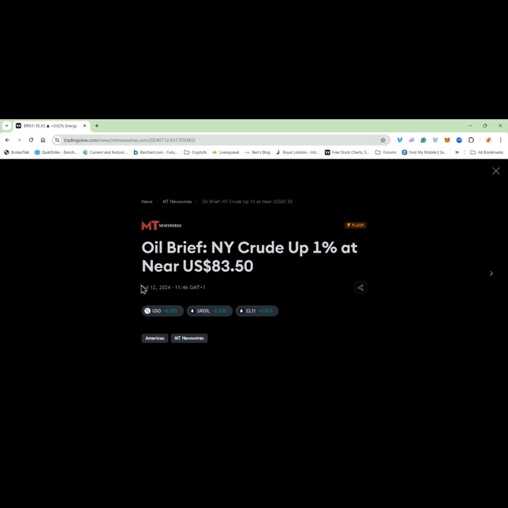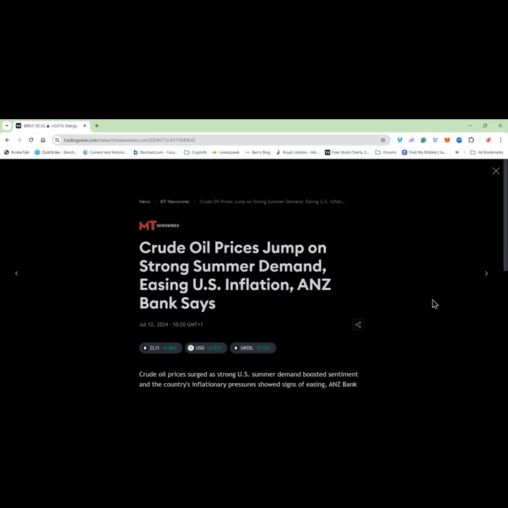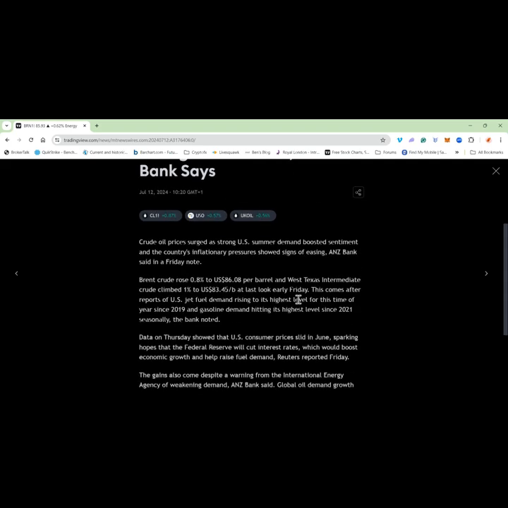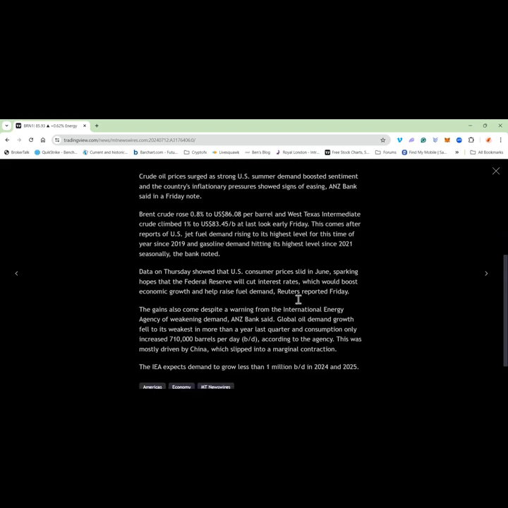And you can toggle the news here on the right, the last news articles here. So I read this morning: oil prices surged as a strong US summer demand boosted sentiment and the country's inflationary pressures showed signs of easing. So we had inflation data come out yesterday in the States, came out weaker, which is expansionary for the economy. Everyone assumes, rightly or wrongly, that if your economy is expanding, you're going to need more energy. If you need more energy, you're going to need more oil. So the price goes up, demand's going to go up.